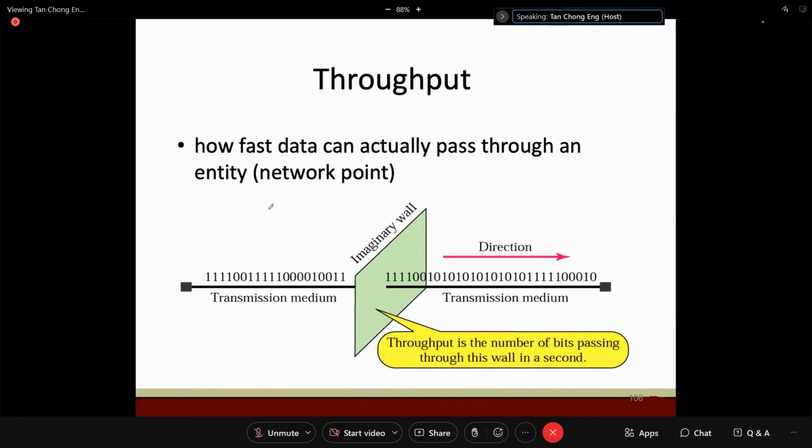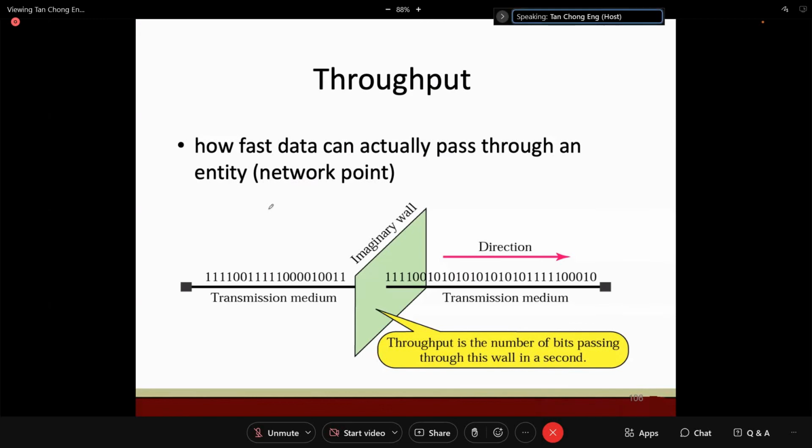So throughput. What's the difference between bandwidth and throughput? Throughput is actually the actual data going through the network point. Bandwidth is theoretical, saying, okay, you should have this much. But how much useful data can actually get through? That one is measured by throughput. So throughput is measuring all the user data, your data.